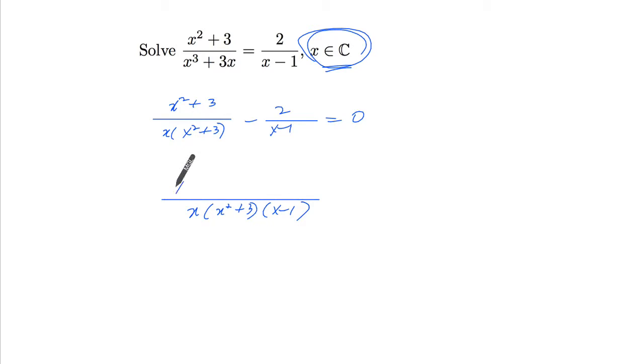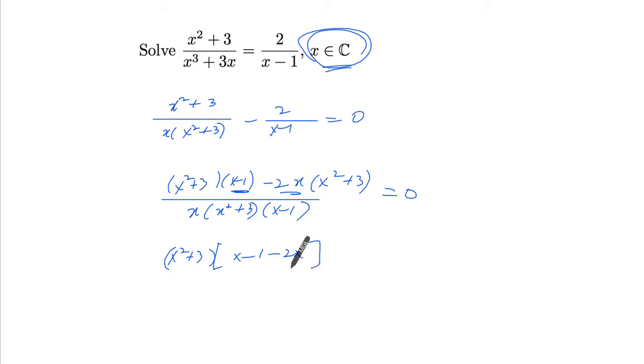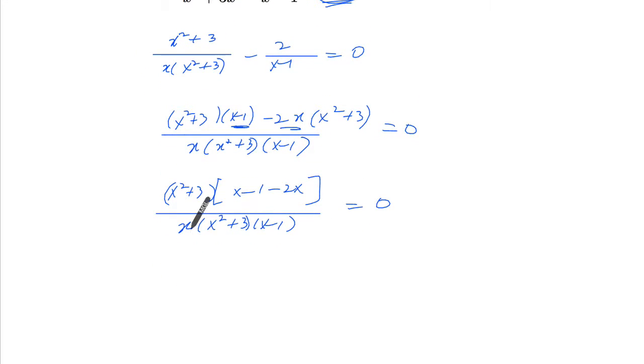Okay, and then let's multiply the top by this, and the 2 by x and x squared plus 3. The common factor on the top is x squared plus 3. Then you get x minus 1 minus 2x. Okay, so this will simplify to x squared plus 3. This is negative, so we can factor out a negative 1 to get x plus 1.